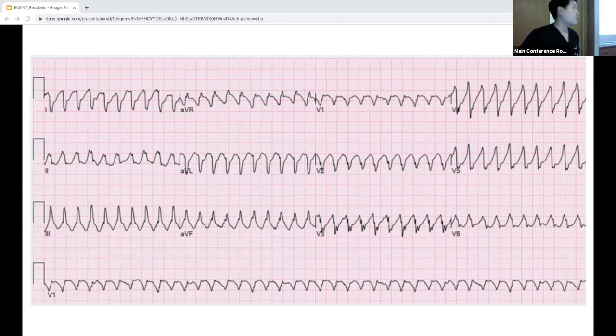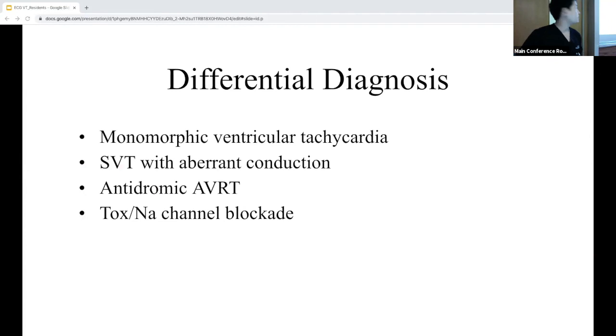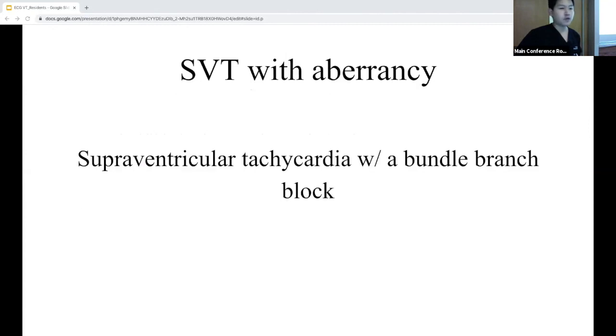There's also antidromic AVRT, which is seen in people with WPW. And think about tox and sodium channel blockade. This lecture will focus mostly on differentiating VTAC from SVT with aberrancy. And for those who don't know, SVT with aberrancy is basically an SVT with a bundle branch block pattern.